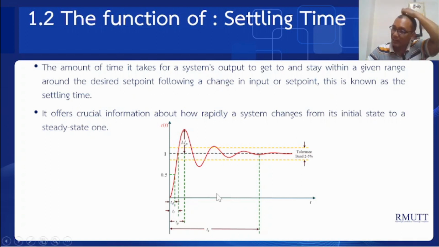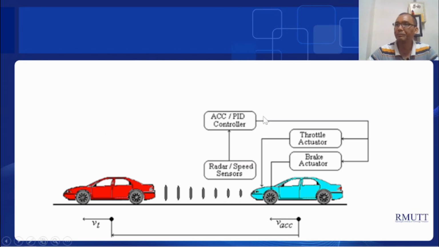In this graphic, we have Ts. Ts is the settling time. It is the time it takes for the system to stay within a given range around the desired set point. So here the Ts is the settling time.